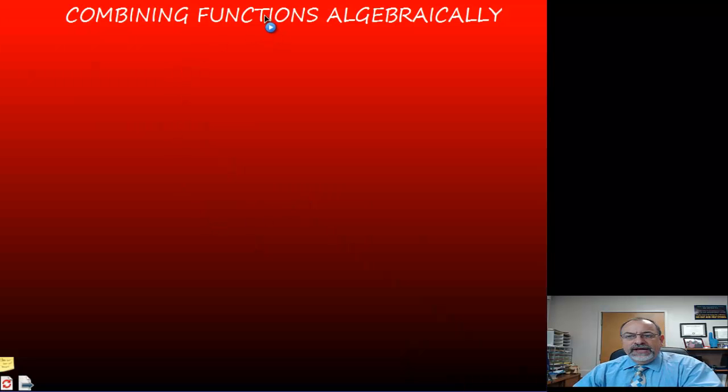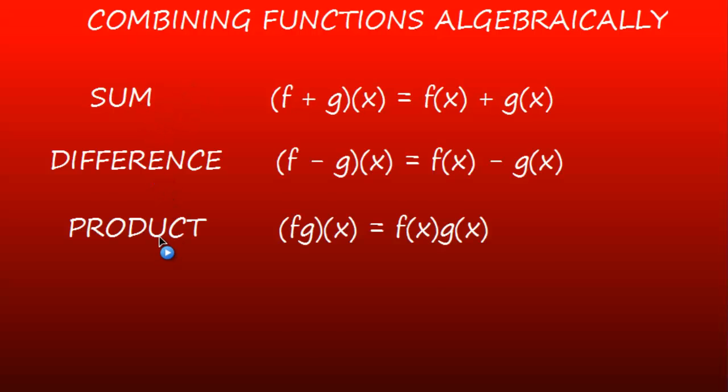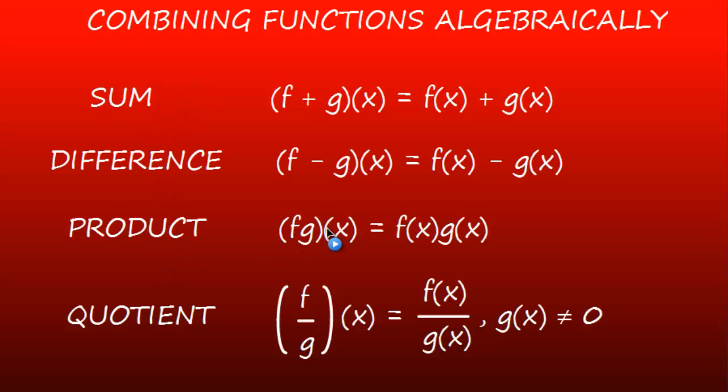So combining algebraically, we have 4 algebraic operations. We can add, we can subtract, we can multiply, and we can divide. And just like you can add numbers, you can add functions. Just like you can subtract numbers, you can subtract functions, multiply functions, divide functions. So if you're taking an f function and adding it to the g function, you're simply taking the f of x function, all of its terms, and adding it to all of the terms of the g function. Now that one's probably not going to be too difficult.